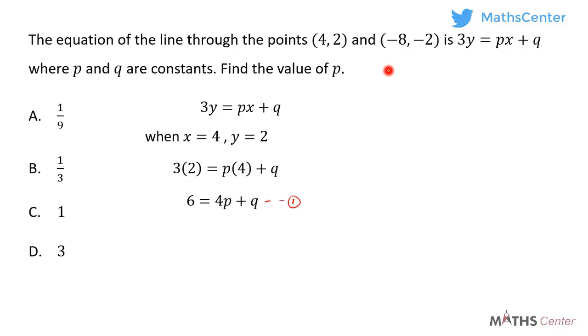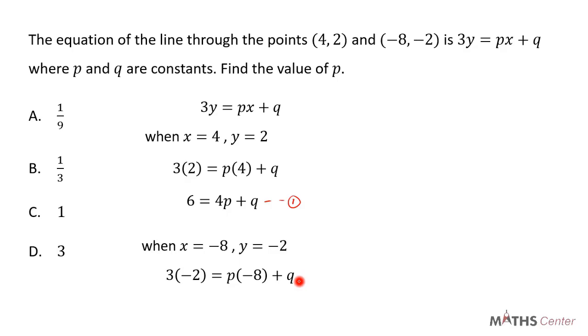Let's substitute the point (-8, -2) into the equation to get the second equation. We have when x = -8, y = -2. When we substitute it into the equation, we are going to have 3 times -2 is equal to p times -8 plus q. 3 times -2 will give us -6, and p times -8 will give us -8p. So the equation is -6 = -8p + q. Let's call this equation 2.